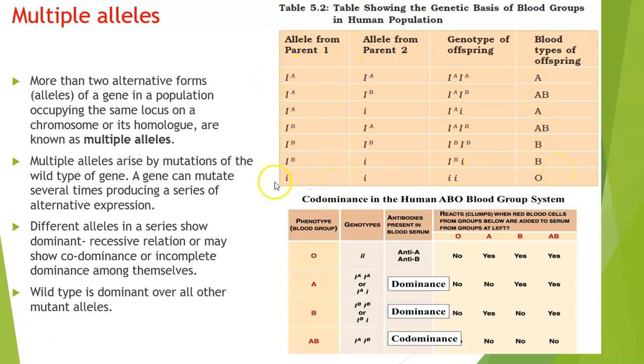So in this particular case, you can see that instead of two alleles for a particular trait, that is the trait of your blood group, you have three different alleles responsible for the inheritance of your blood group. And again, they show different kinds of interactions. For example, IA is completely dominant over i. IB is also completely dominant over i. But IA and IB are both equally expressed and show the phenomenon of codominance. So these are called multiple alleles. Simply, more than two alleles for a particular trait.